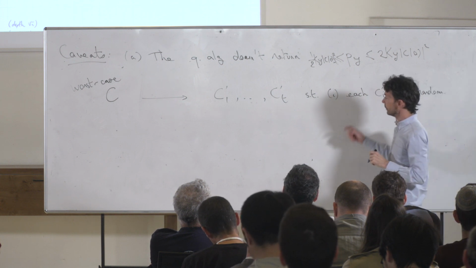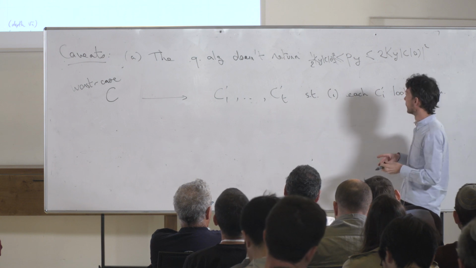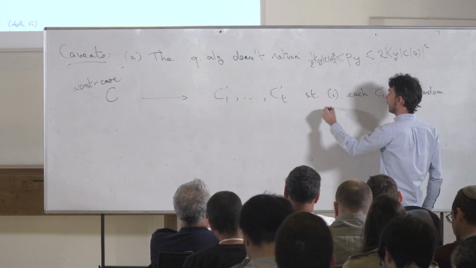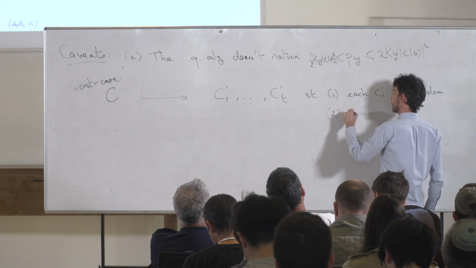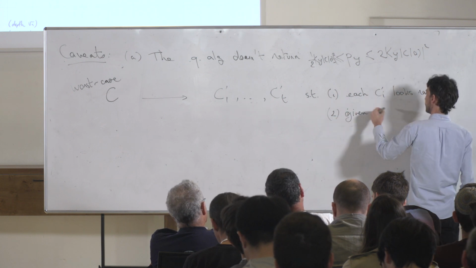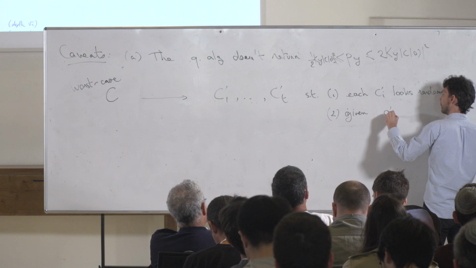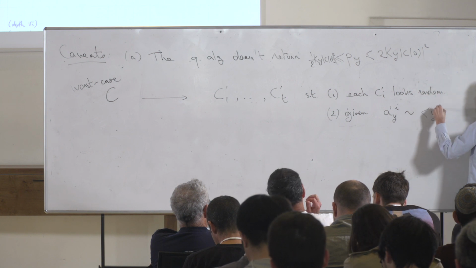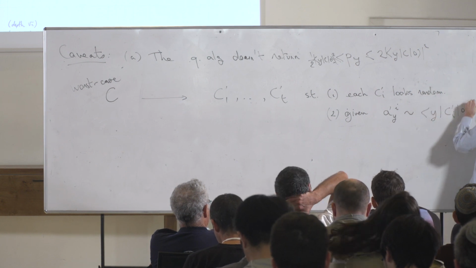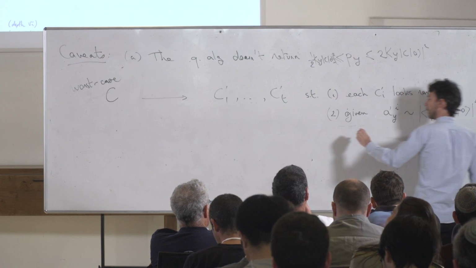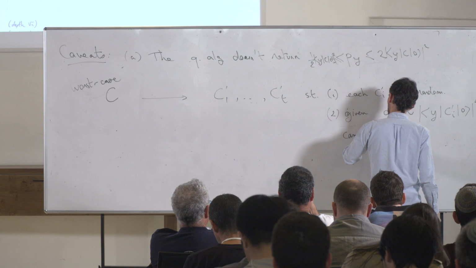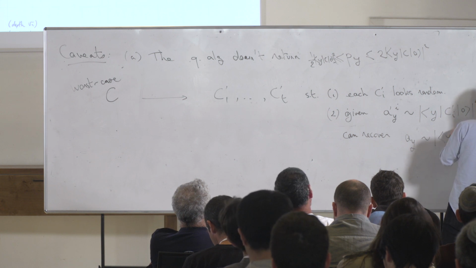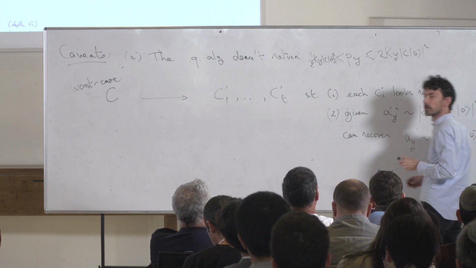Okay? Because it is random, and using my assumption by proof by contradiction, I'll be able to solve that problem for any of them individually. And second, given solutions, let's call them A prime Y I, which is a good approximation to the probability of that circuit C prime I returning Y, within factor 2, I have a classical efficient algorithm to recover AY, which is a good approximation for my original circuit. Okay?